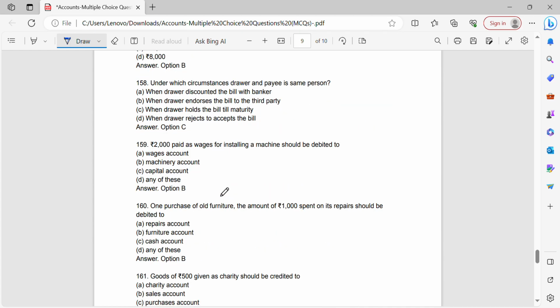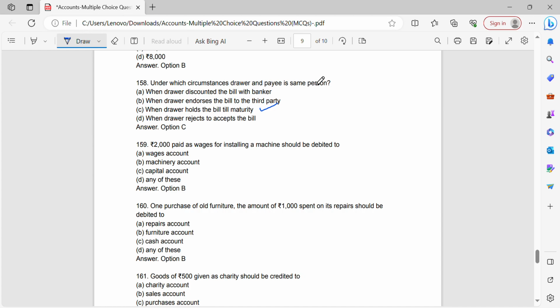The next question is: under which circumstances are drawer and payee the same person? Option A, when the drawer discounts the bill with the banker. Option B, when the drawer endorses the bill to a third party. Option C, when the drawer holds the bill till maturity. Option D, when the drawee refuses to accept the bill. The answer is option C, when the drawer holds the bill till maturity.